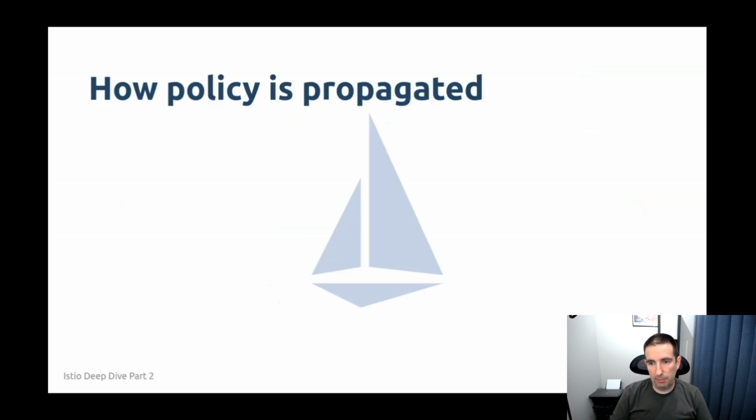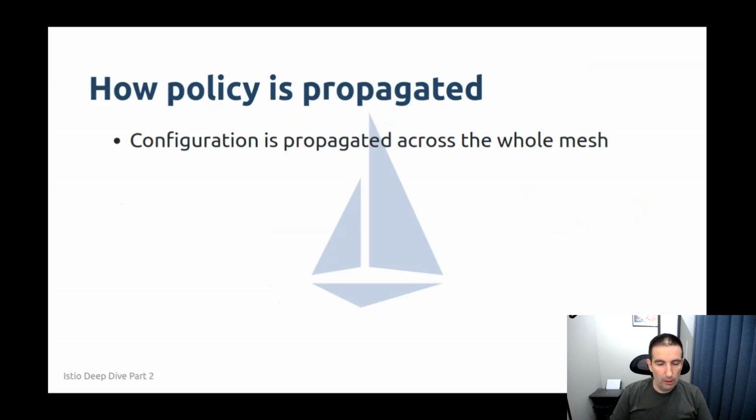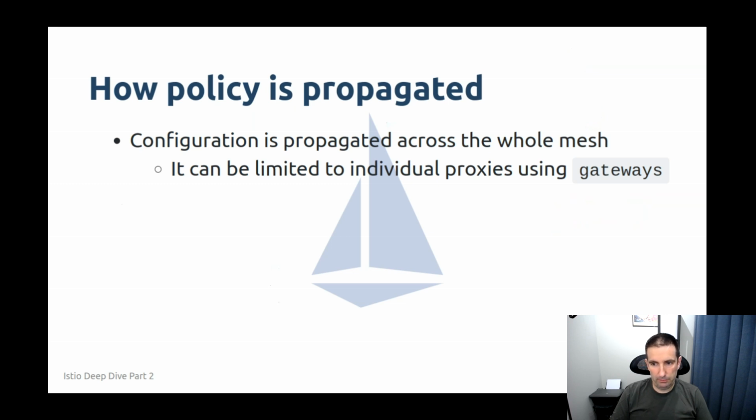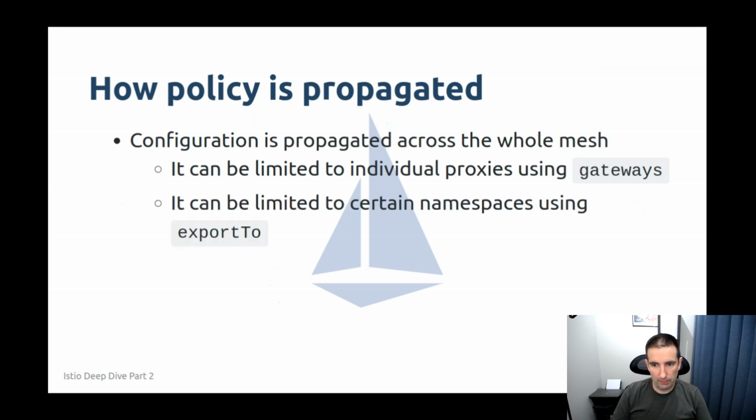We've also taken a look at how the policy is propagated throughout the mesh. Normally configuration is propagated across the whole mesh by default, but we can limit this to individual proxies using the gateways field, for example, in the virtual service. And we can also limit this to certain namespaces using the exportTo attribute. So there are other ways in which we can limit a little bit the propagation to make sure that only the right sidecars or the right proxies are getting the configuration that we're defining.